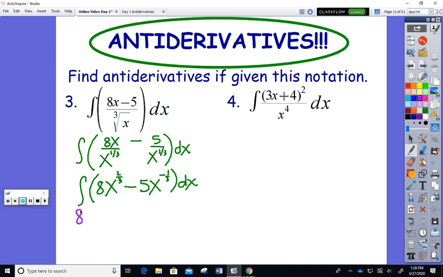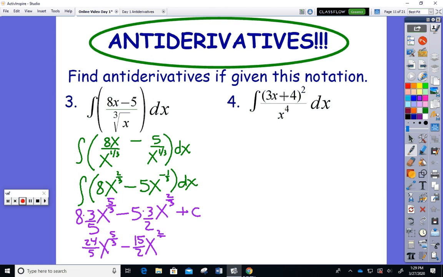So I'm going to have 8. Now I know that 2/3 plus 3/3 is 5/3. I know that I would divide by 5/3, which is the same thing as multiplying by 3/5. So now you see me streamlining how I'm writing things. So negative 1/3 plus 3/3 is 2/3, and flip, 3/2 plus c. So now I've got 24/5 x to the 5/3, and then 15/2 x to the 2/3 plus c.